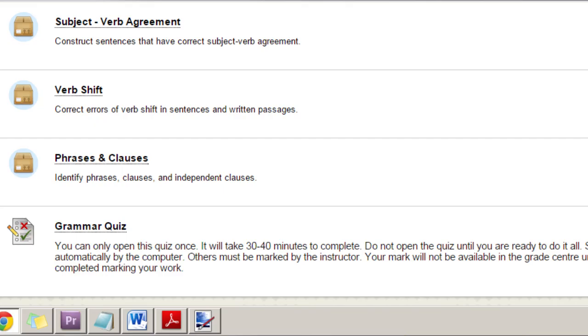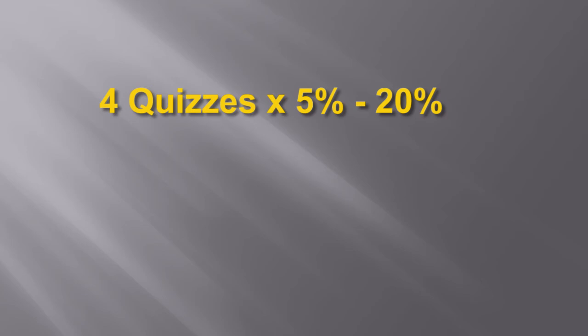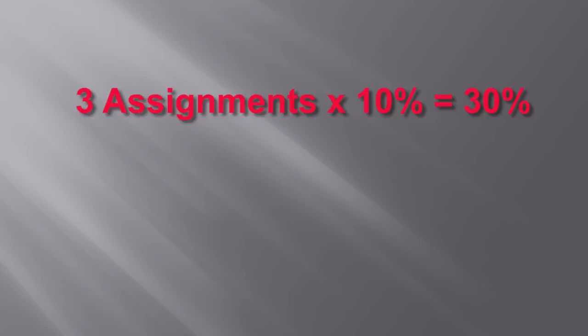At the end of each module is either a quiz or a writing assignment. The quizzes are each worth a total of 5%, and there are 4 of them. So quizzes amount to 20% of the value of the course. The writing assignments are worth 10% each, and there are 3 of them, so that's 30%.